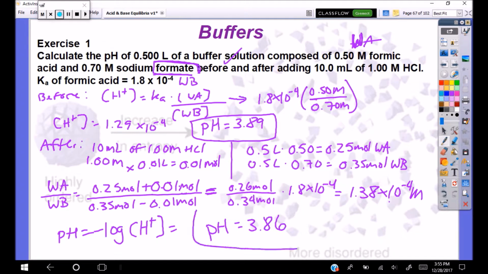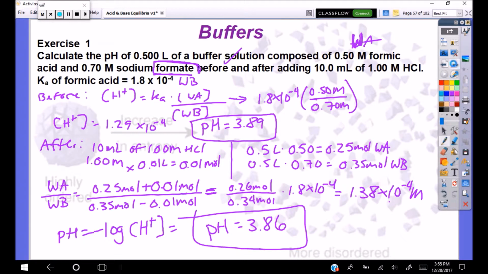So even though we added 10 milliliters of a 1 molar strong acid to this pretty weak acid solution, since there is plenty of A- in excess there, plenty of our weak base, it allows us to resist our change in pH. Even though our weak acid concentration goes up a little bit, our weak base concentration compensates, and we have a tiny drop in pH.